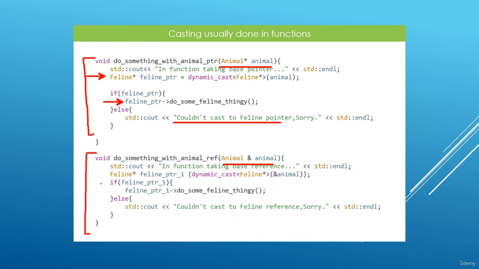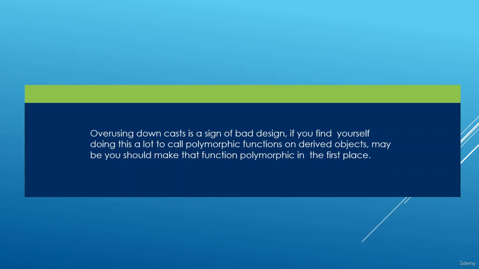But here, because we want to do this check, we're going to transform our base reference into a derived pointer and call our method on the derived pointer instead. This is going to give us the ability to do this kind of check to make our code much safer to work with. A word of caution here: overusing downcasting is a sign of bad design. If you find yourself doing this kind of thing a lot to call non-polymorphic functions, that may be a sign that you should make that non-polymorphic function polymorphic, because that's going to save you from doing this kind of transformation a lot.